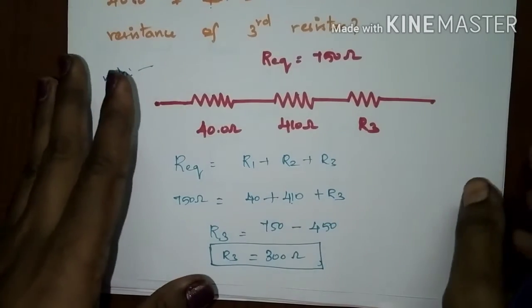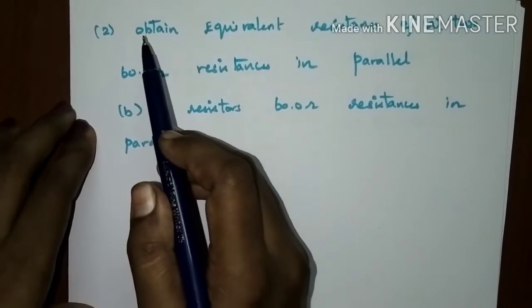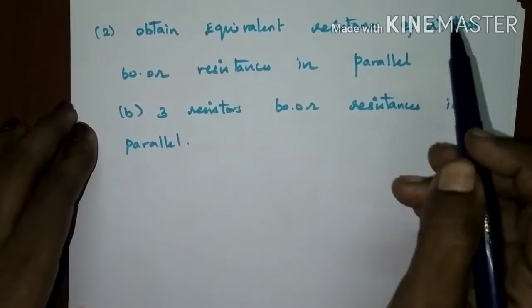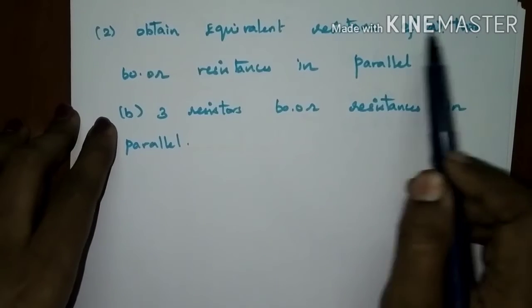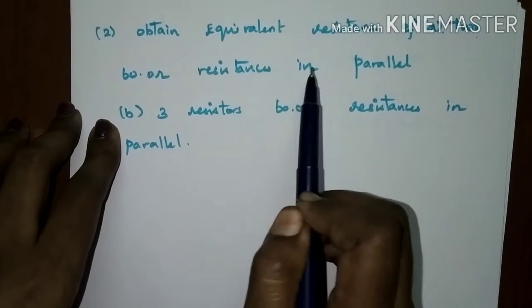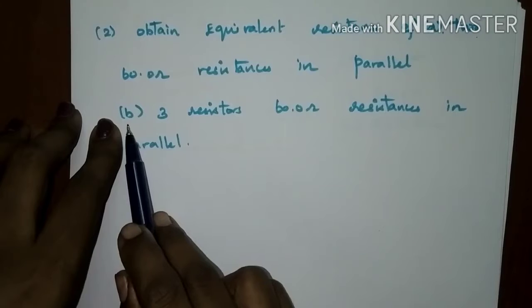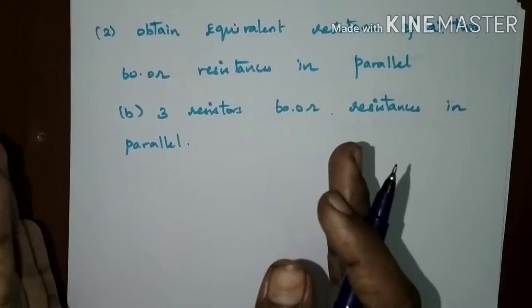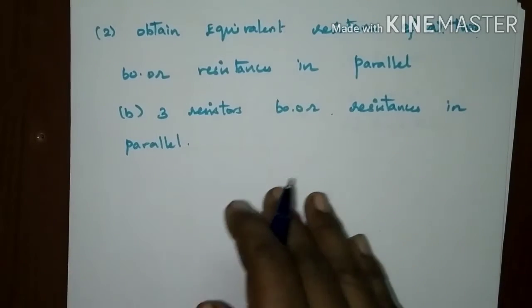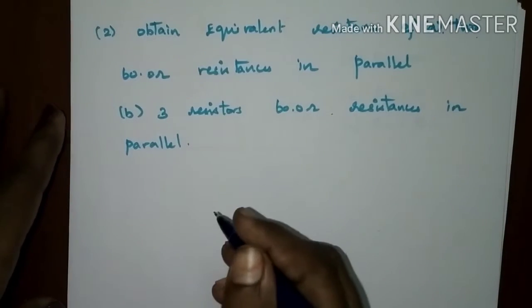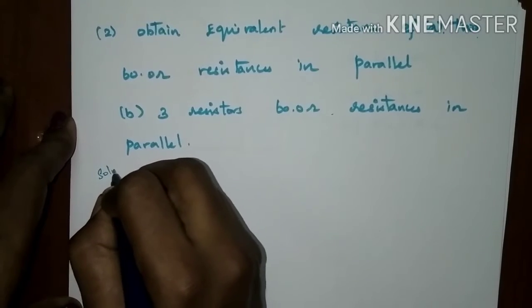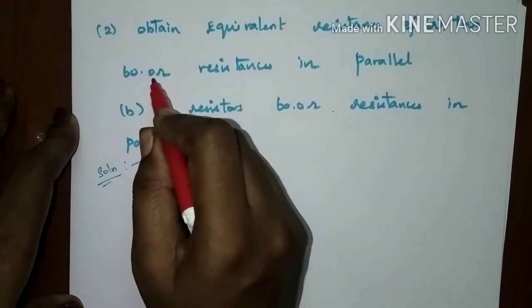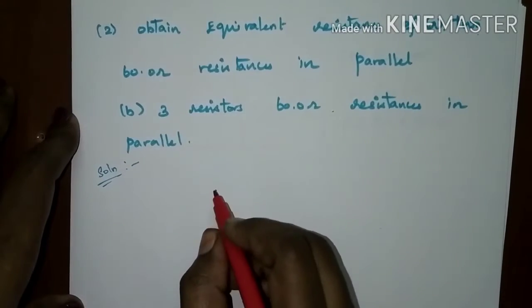In this problem, they have asked us to obtain the equivalent resistance, and 2 subdivisions are there. First subdivision is if 2 resistors of 60 ohms resistance are connected in parallel. Second subdivision is if 3 resistors of 60 ohms resistance are connected in parallel. It is the problem of finding the equivalent resistance in parallel connections. So we can draw the circuit diagram and we can find the equivalent resistance. It's a very simple problem. 2 resistors of 60 ohms are connected in parallel.